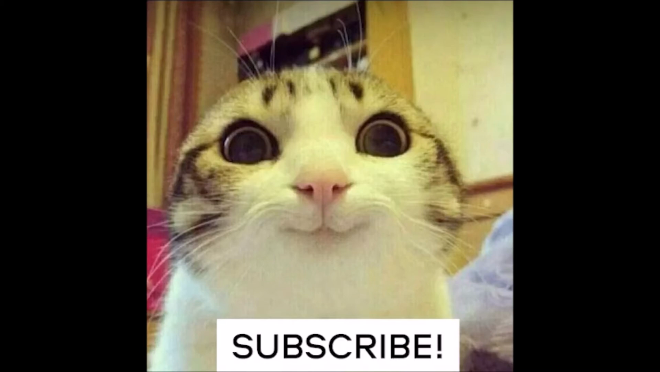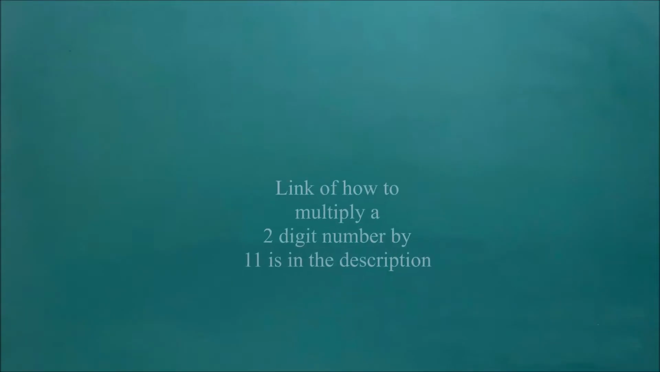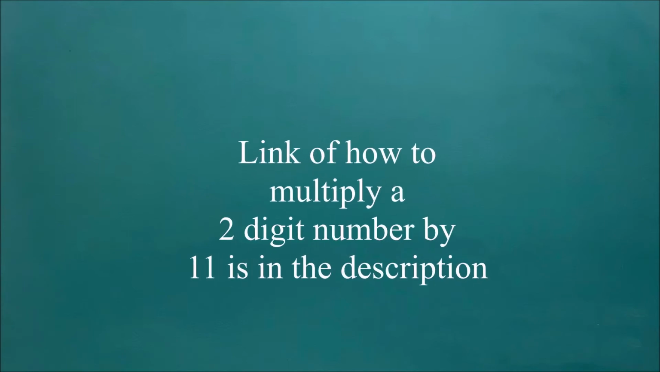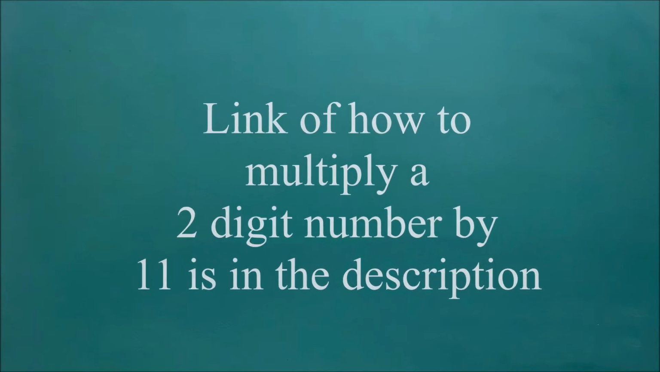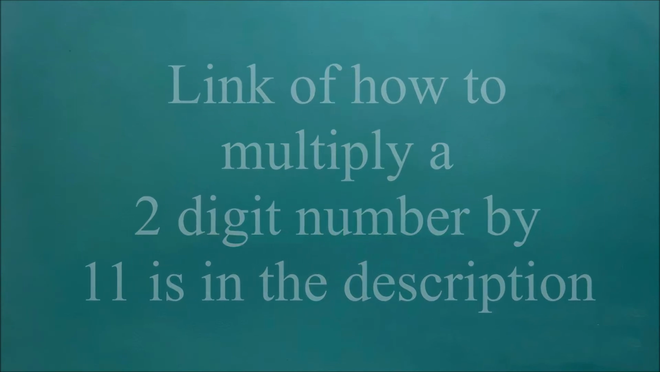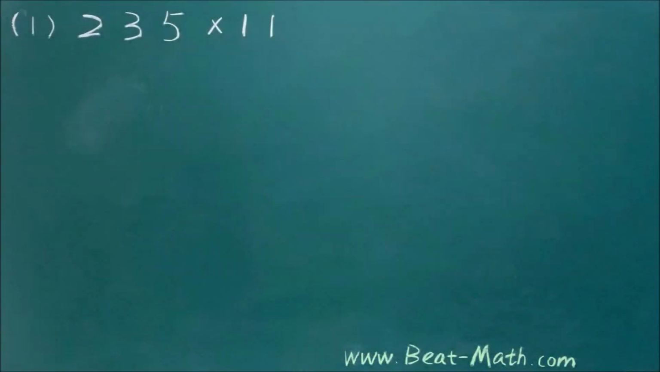Okay, let's get started. We already learned how to multiply a two-digit number by 11. If you're not familiar with it, please check out the link in the description. Let's begin. In the first example, we'll find the product of a three-digit number and 11.